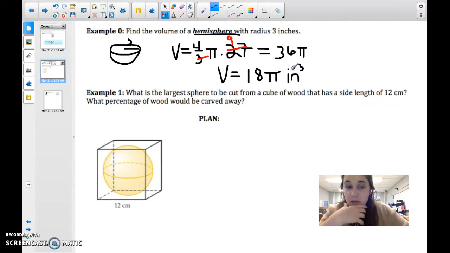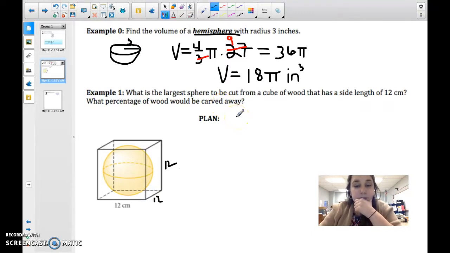So here's a better problem. What is the largest sphere that can be cut from a cube of wood? It's a cube, so all the dimensions are the same. This is 12, this is 12. It has a side length of 12. And then what percentage of wood would be carved away?